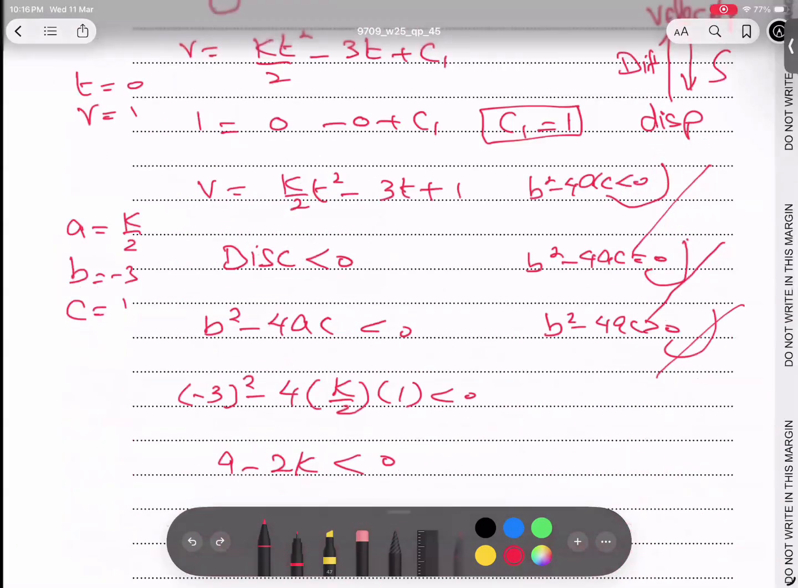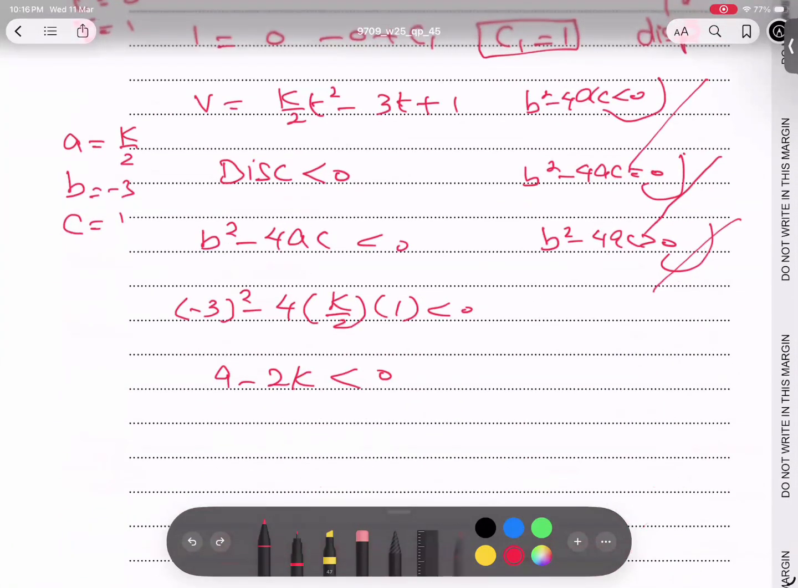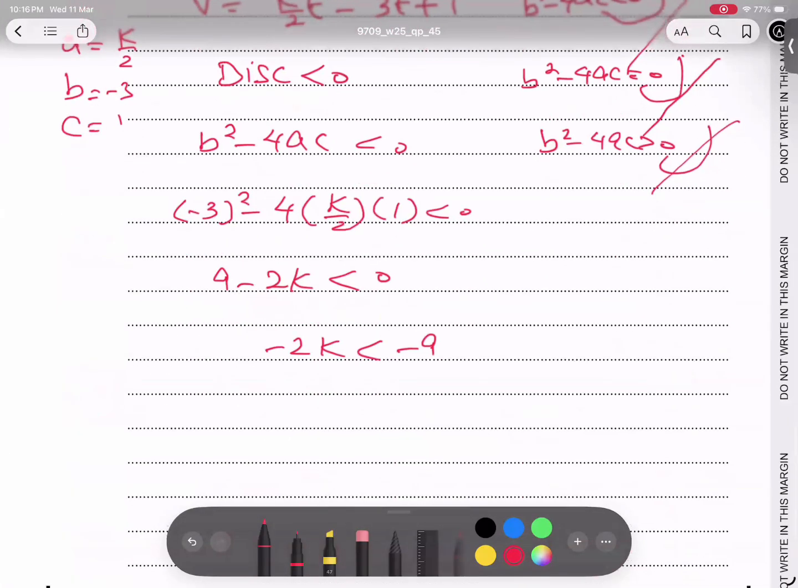So I think we are close. I bring 9 to the other side, negative 9. And when I divide by negative 2, you know what happens, students? Divide by a negative value. Look, I will show you what I'm going to say.